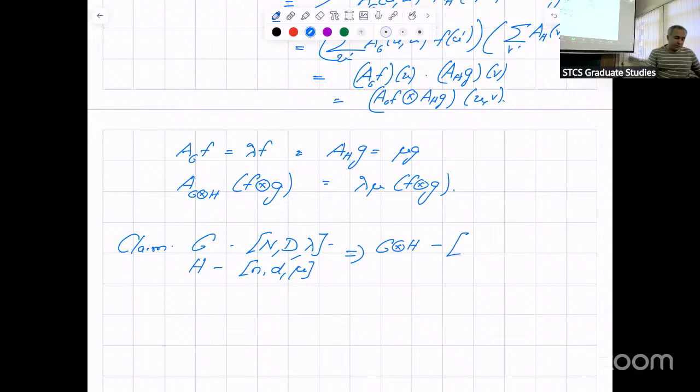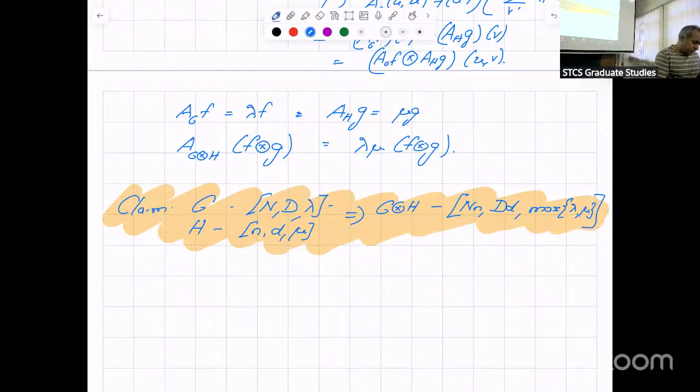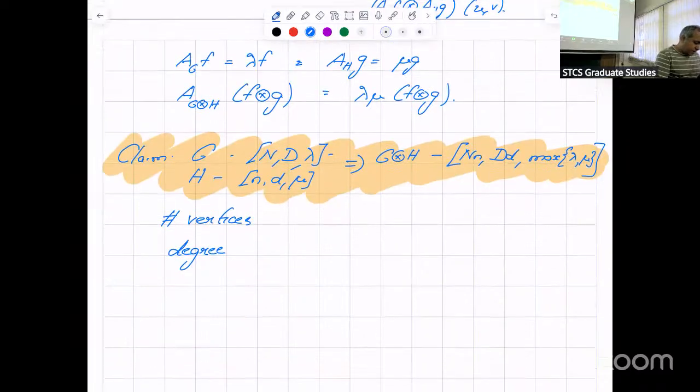What's the number of vertices? That's easy, N squared. What's its degree? D squared. And what's its maximum lambda? So now let's once again ask about this process. Number of vertices, what's happening? The degree, what's happening? And the second eigenvalue, lambda.